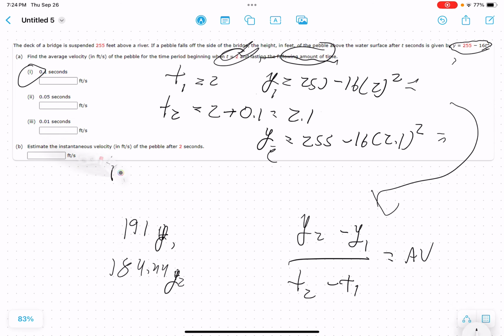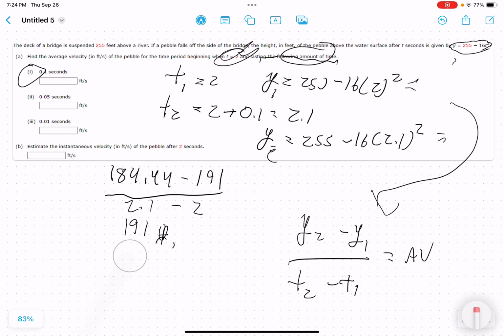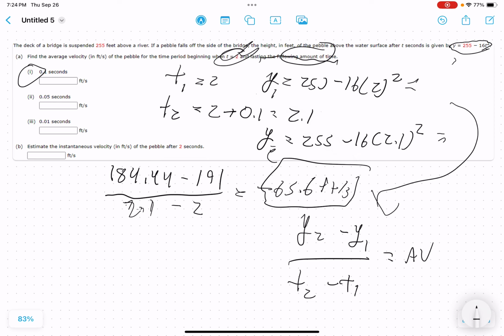Okay, so 184.44 minus 191 over 2.1 minus 2. And I'll erase this to not confuse you guys. That is the equivalent of negative 65.6 feet per second, which is our answer. So if you're confused, just remember the formula y2 minus y1 over t2 minus t1.